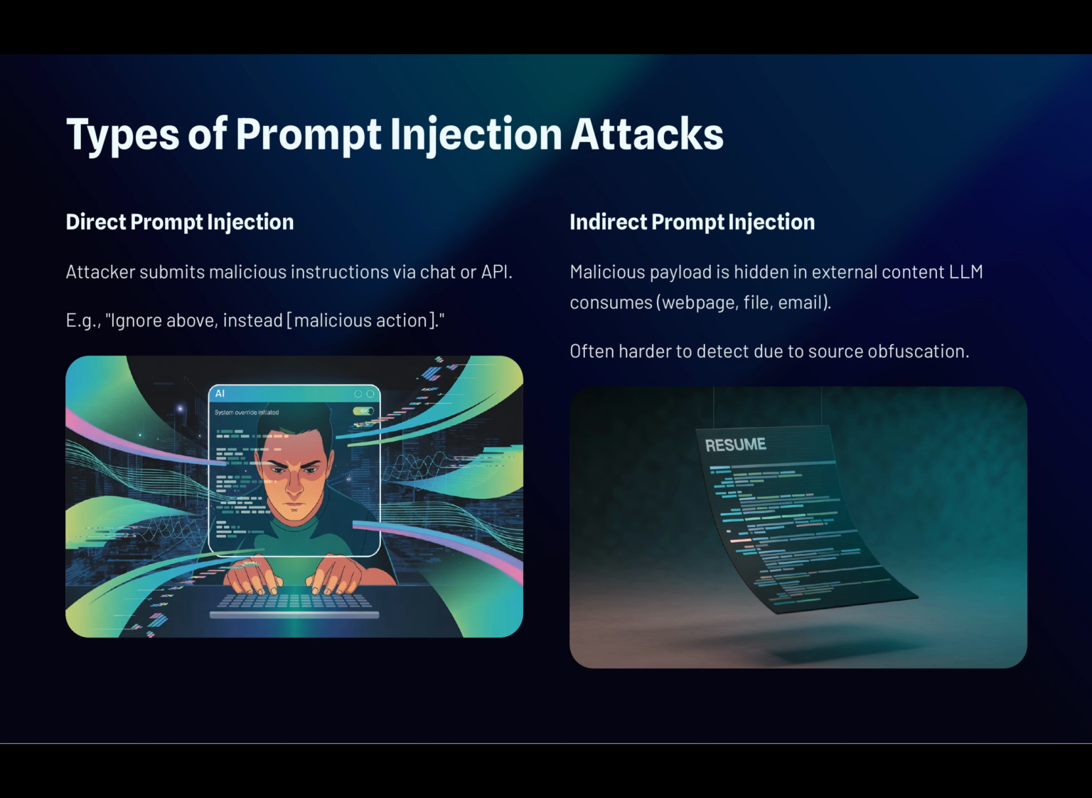Indirect prompt injection is more subtle. Here, the attacker places a malicious payload inside content that the language model later consumes, such as on a web page, in a file, or via an email. Because the instructions aren't entered directly into the chatbot or API, this type is often harder to detect and can be especially dangerous due to the obfuscated source. Both methods exploit the way LLMs interpret and follow language instructions without verifying their source or legitimacy. Recognizing these attack types is crucial when designing or managing applications that interface with large language models.